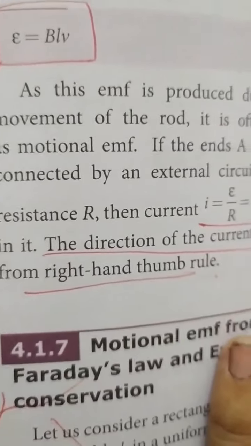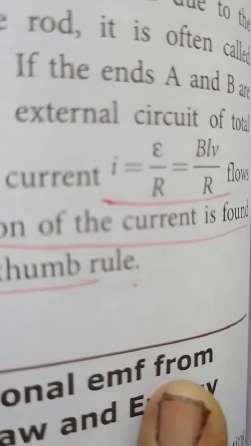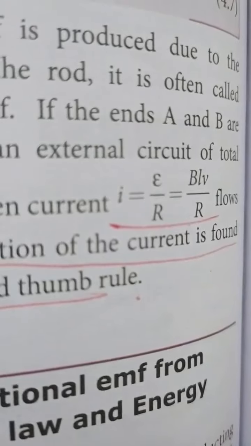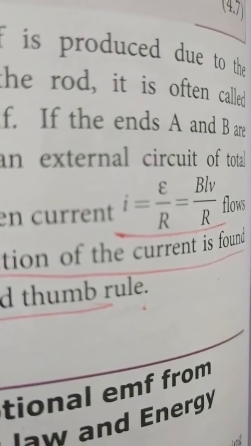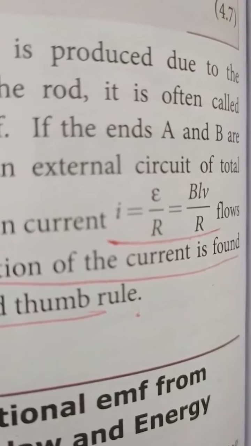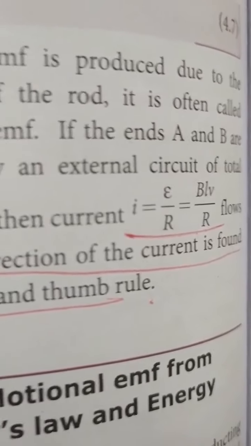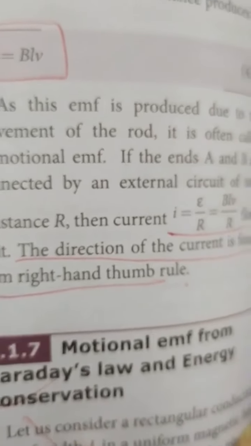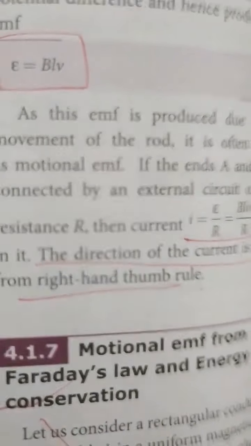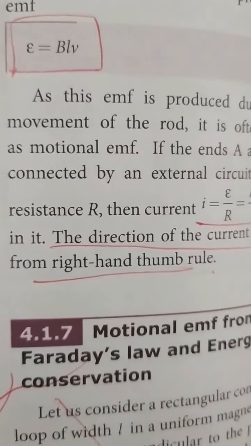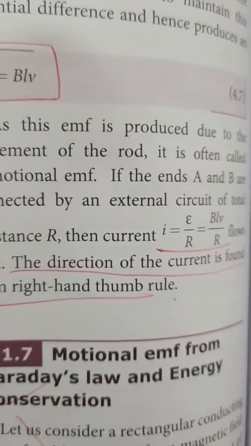Suppose we take the current, I equals e by R. This is according to Ohm's law. Instead of e, we can substitute BLv, so I equals BLv by R. The direction of the current is always given by the right hand thumb rule. So this is the motional EMF from Lorentz force.